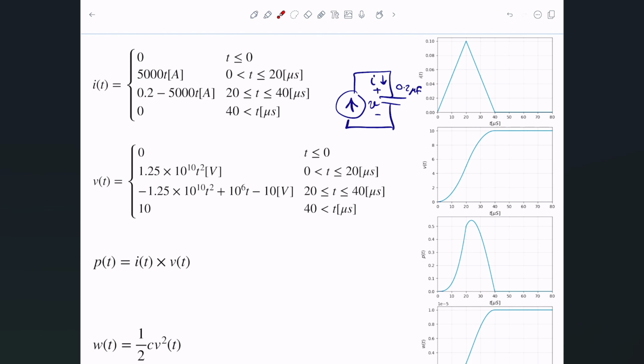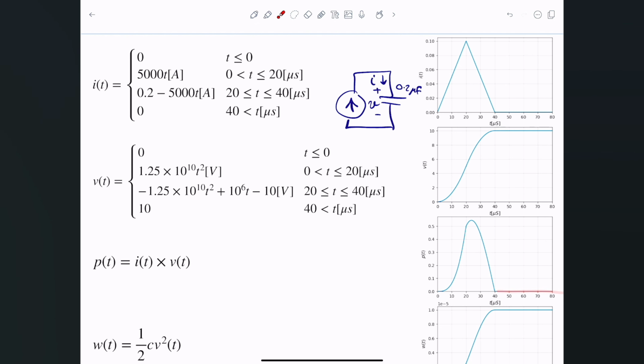So this current provided some current and charged the capacitor, and it stayed at that voltage. The current becomes zero, as if I disconnected it, and the capacitor just has 10 volts across it after 40 microseconds. Now let's take a look at the power. When we compute the power, we end up with an equation, and the different ranges generate different equations. The 0 to 20 range generates this equation, the 20 to 40 generates this one, and after 40 it is 0, because I'm multiplying 0 by anything.